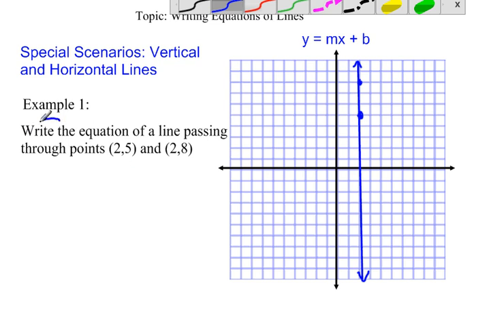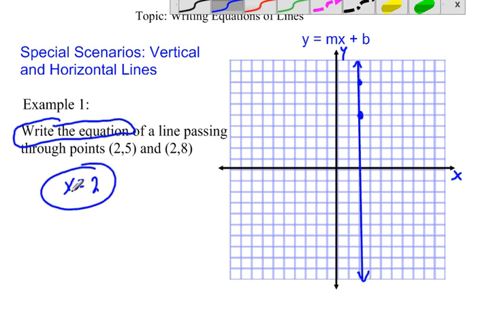Now, writing the equation of the line is where some people have a big challenge. Remember, this is your y-axis, this is your x-axis. A quick way of doing that is just to recognize this is x equals 2, and that's exactly what it's going to be. It crosses the x-axis at 2. It doesn't matter what your y is. And this has an undefined slope.